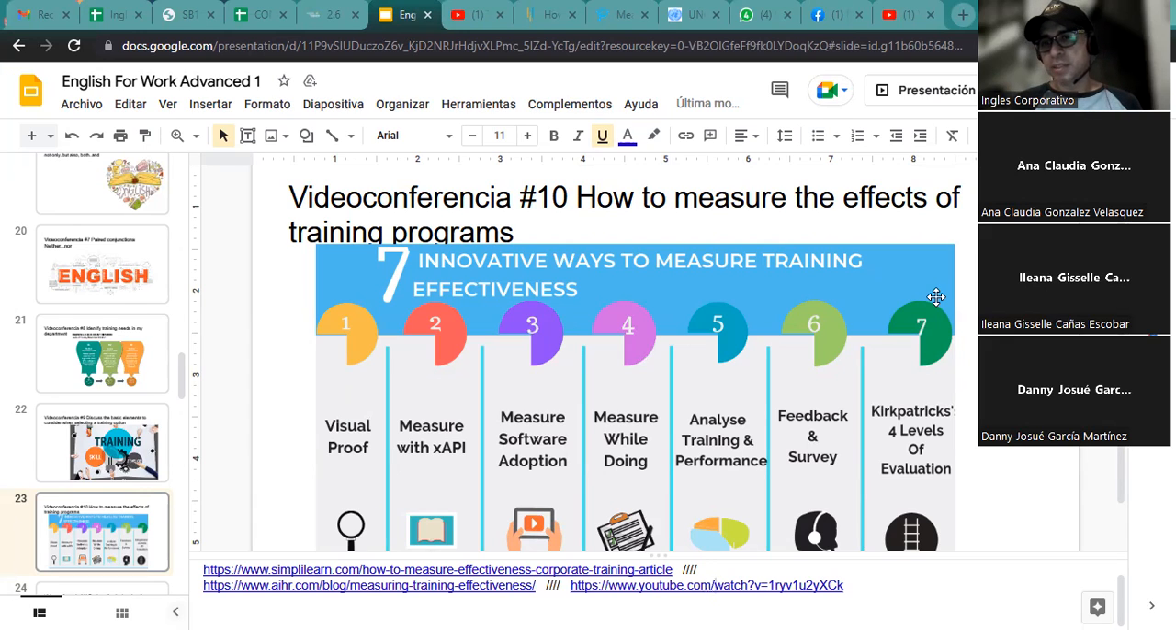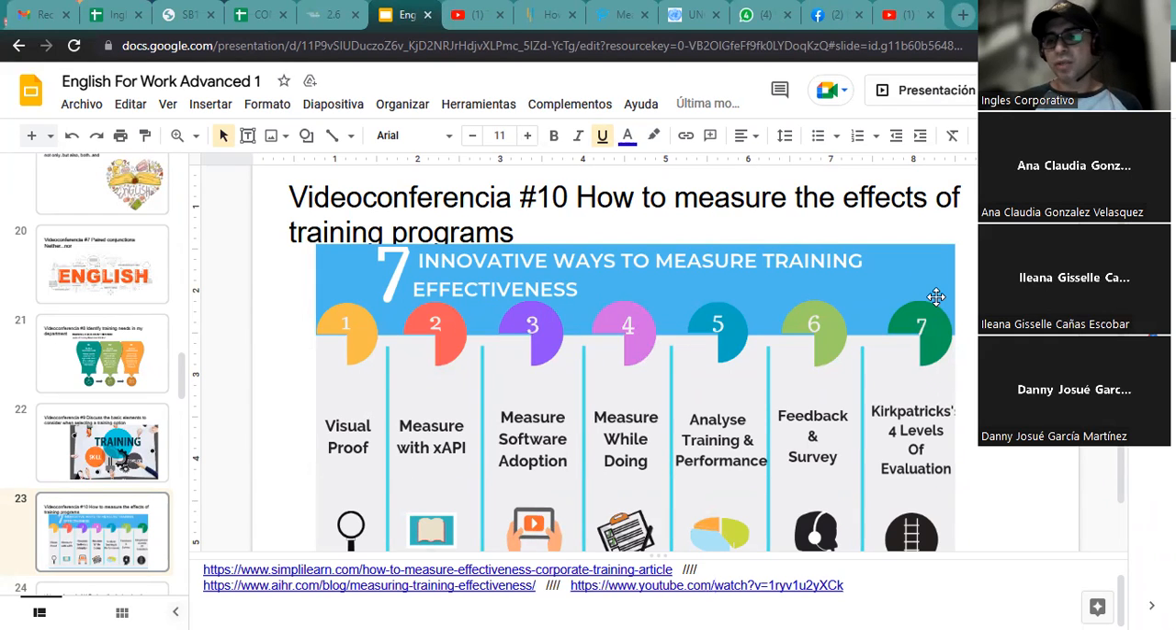The number six is one of the most common, feedback and survey. What is that? When the department of the training programs asks for feedback about the training, what the employees think about the training. Very good, that is it. It's very basic, right? A survey, or when they ask, what did you think about the training, and you provide your feedback.